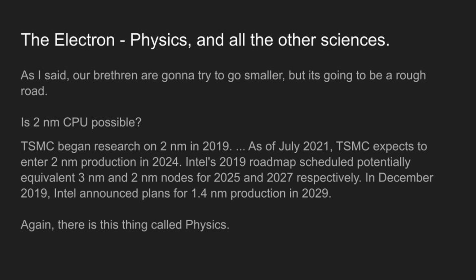TSMC began research on 2 nanometers back in 2019. As of July 21, they expect to enter 2 nanometer production by 2024. Intel's 2019 roadmap scheduled the potential of 3 nanometer and 2 nanometer nodes for 2025 and 2027 respectively. In December of 2019, Intel announced plans for 1.4 nanometer production in 2029. Again, just a reminder to our brethren, there's this thing called physics. You know, I know it's a pseudoscience, but still, physics.